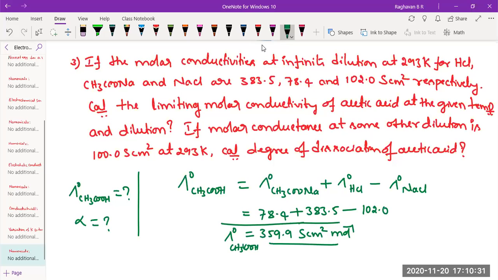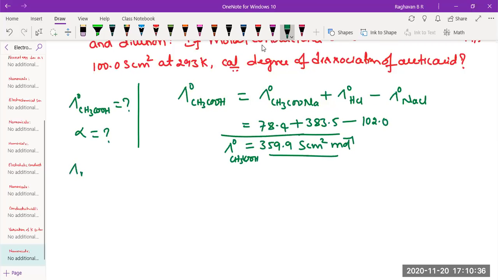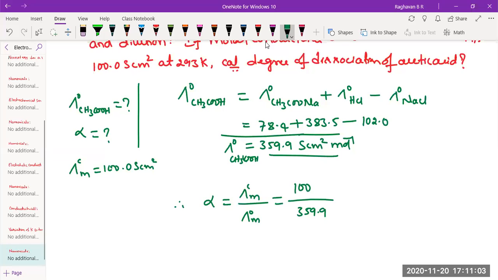Okay. Then they're asking alpha. They have given some other concentration, lambda m at some concentration C, 100.0 Siemens centimeter square. Therefore, alpha is equal to lambda m divided by lambda m naught. Right? See here. 359.9, 0.278. That's all.